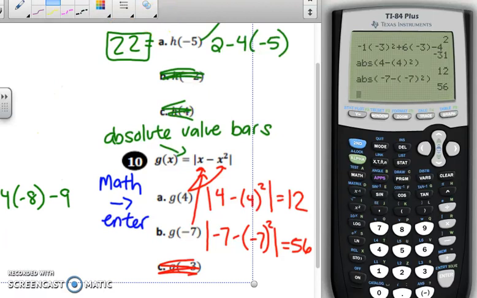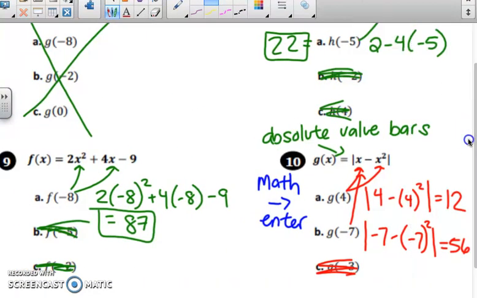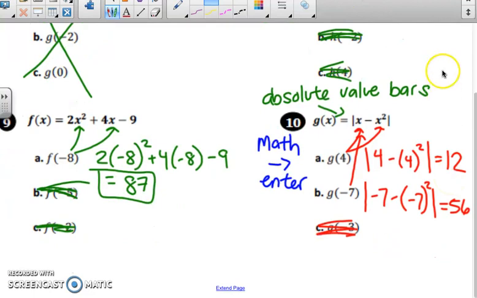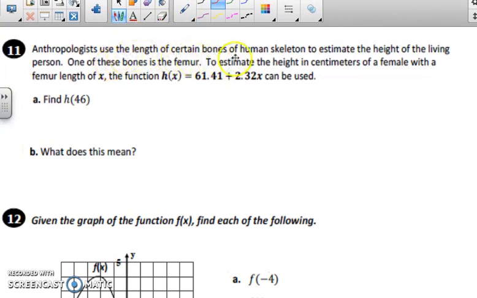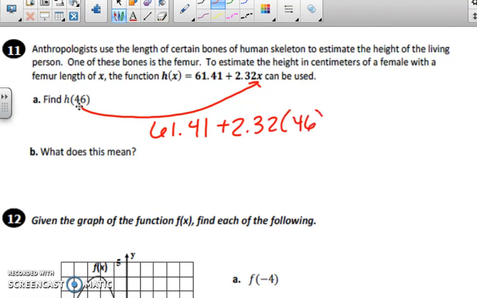Okie doke, let's take a look at some real-world examples. So, in this real-world example, it says an anthropologist uses the length of certain bones of a human skeleton to estimate the height of a living person. One of those bones is the femur. To estimate the height in centimeters of a female with a femur length of x, so x means femur length, this function can be used. So find h of 46. So again, that wants us to plug in 46 in for x. So you'd have 61.41 plus 2.32 times 46.